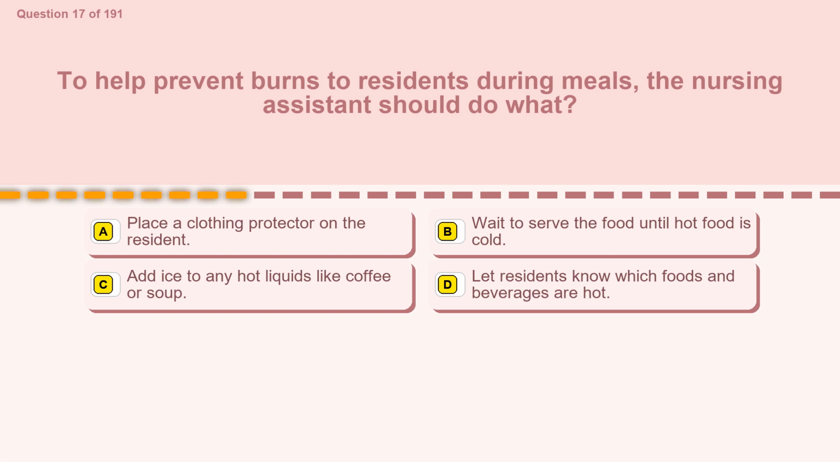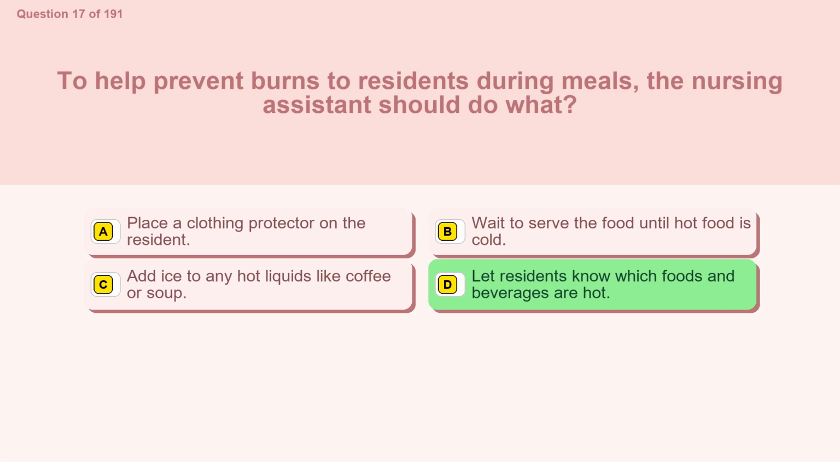Option A, place a clothing protector on the resident. Option B, wait to serve the food until hot food is cold. Option C, add ice to any hot liquids like coffee or soup. Option D, let residents know which foods and beverages are hot.